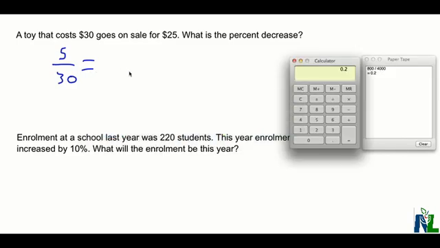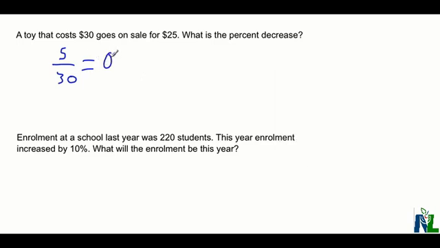Again, calculating that out, 5 divided by 30 gives me 0.16 repeated. Multiply it by 100, and I get 16.6 repeated. So about 16.6%. Here, enrollment at a school was 220, and this year it's increased by 20%. So what will the enrollment be this year?